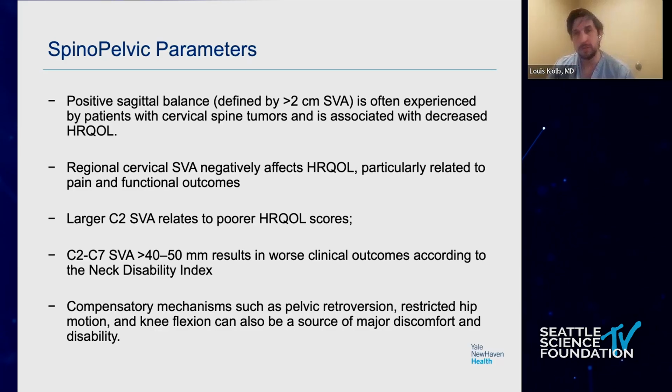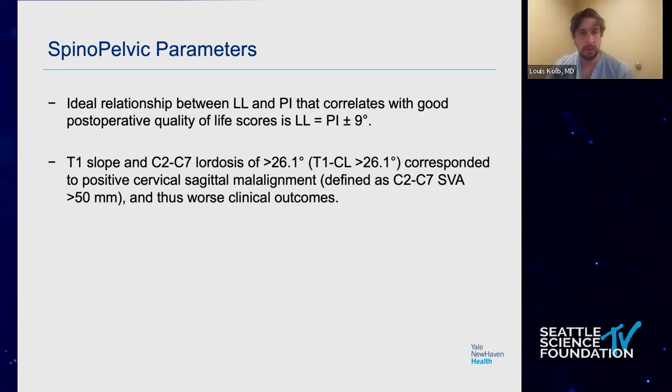Our body is able to compensate for these deformities to a degree with pelvic retroversion, knee flexion, and restricted hip motion. But even that could also lead to secondary disabilities in these secondary structures, such as your knees, your hips, and so forth. Ideally, and this is a kind of secondary dogma, at least for the time being, even though many changes are always evolving these parameters, one of the things we look for is the lumbar lordosis-PI mismatch to not be more than 9 degrees, and as well to look at the relationship between T1 and the lordosis.